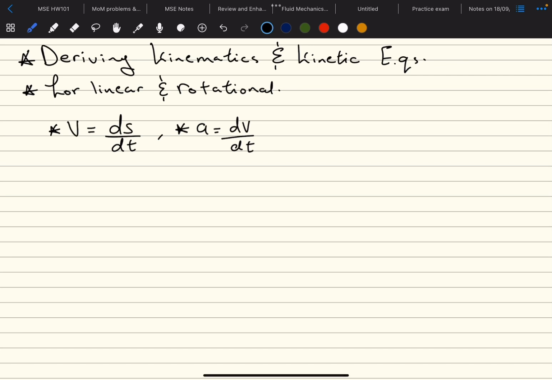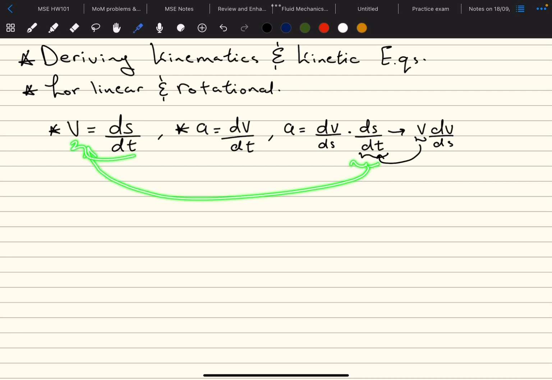over change in time. And there's another form for acceleration, which is dv/ds times ds/dt, which then would be v dv/ds. How did I know this is v? Well, it came from here. Since this is equal to this, that's why this is v. So this turns into v right here. All right, so that's for acceleration.